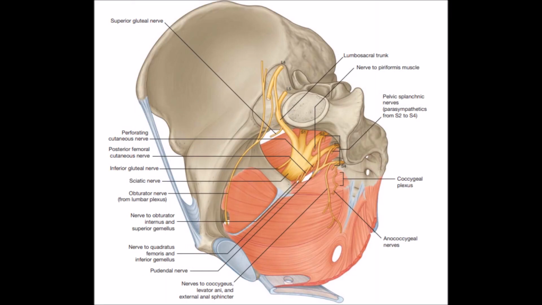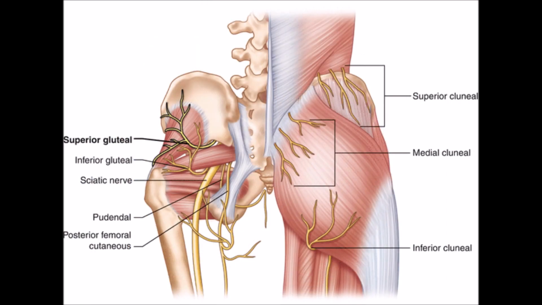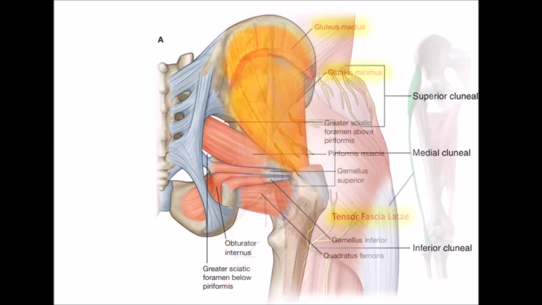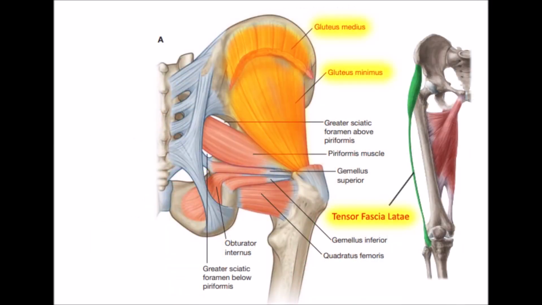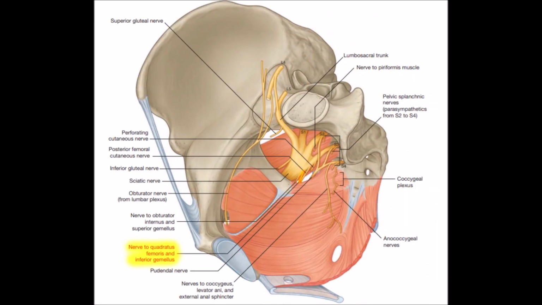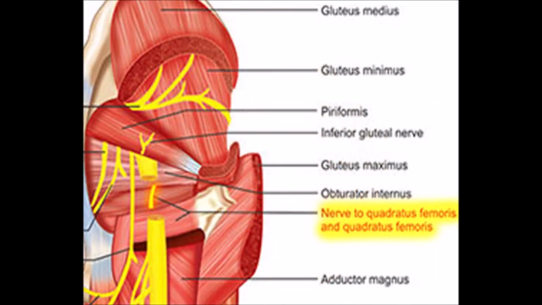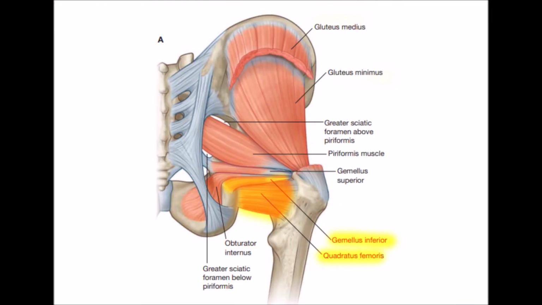Let's talk about each nerve briefly. First, it is superior gluteal nerve. It passes out of the pelvis above the piriformis muscle to supply the gluteus medius, gluteus minimus, and tensor fasciae latae. The nerve to quadratus femoris supply quadratus femoris, inferior gemellus, and the hip joint.